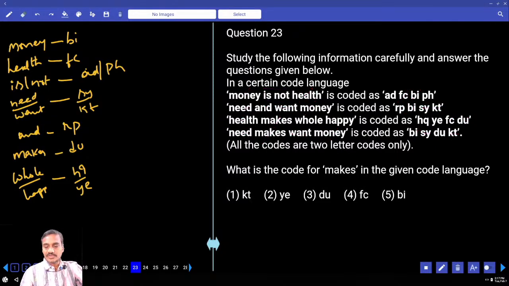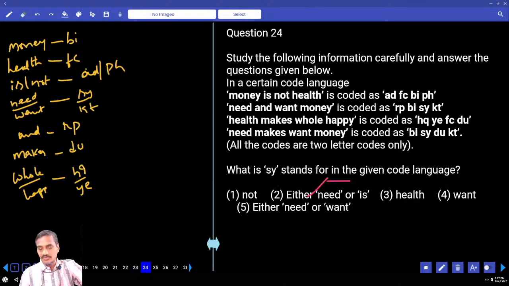Then what is the code for the word makes? DU, that is choice 3, question number 23. And what does SY stand for? SY stands for either need or want. Either need or want, choice 5, 24.